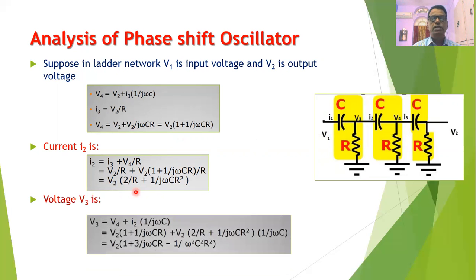Now we will go for the voltage V3. This is the voltage V3. The voltage is across this first resistance R. And this voltage is nothing but this voltage V4 plus the voltage across the capacitor C. And therefore, we can write V3 is equal to V4 plus I2 into 1 upon j omega C, the current multiplied by the reactance of the capacitor C. But V4 can be written as V2 in the bracket 1 plus 1 upon j omega CR. I2 can be written as V2 in the bracket 2 upon R plus 1 upon j omega CR square, into 1 upon j omega C. Therefore, we can write the equation for V3 is equal to V2 in the bracket 1 plus 3 upon j omega CR minus 1 upon omega square C square R square.